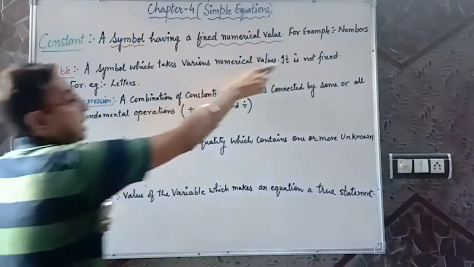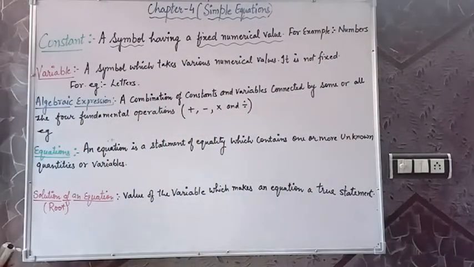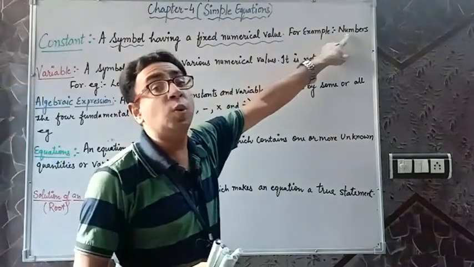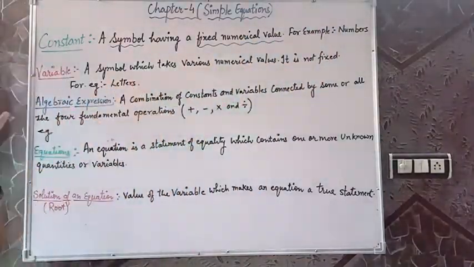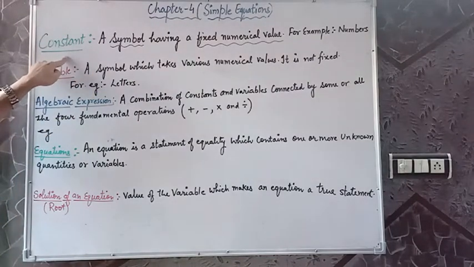For example, numbers. 1 is 1, no? 2 is 2, 3 is 3. Can I say 2 becomes 3 any day? No, 2 will not become 3 any day. 2's value is fixed for 2 only. So constants are all the numbers whose value is fixed. We cannot change the value of numbers. 1 is 1, 2 is 2, 3 is 3. Are we clear? So those numbers are known as constants.